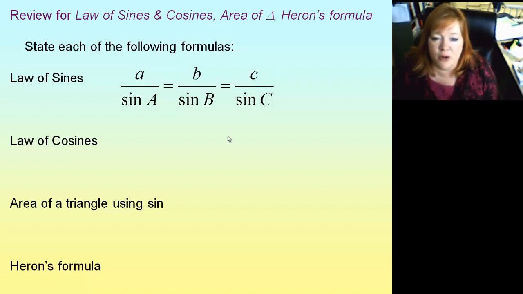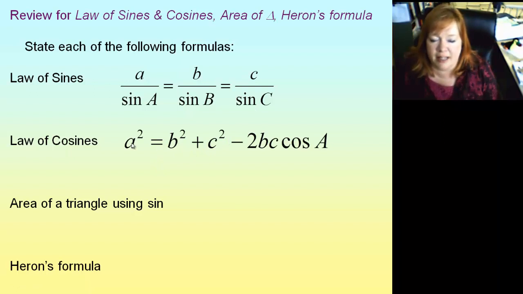In law of cosines, what you need to recall is that the little a here is the opposite of this angle on this end, capital A. Case does matter, so make sure you do lower cases and then uppercase for the angles. Little a squared equals b squared plus c squared minus 2bc cosine A.